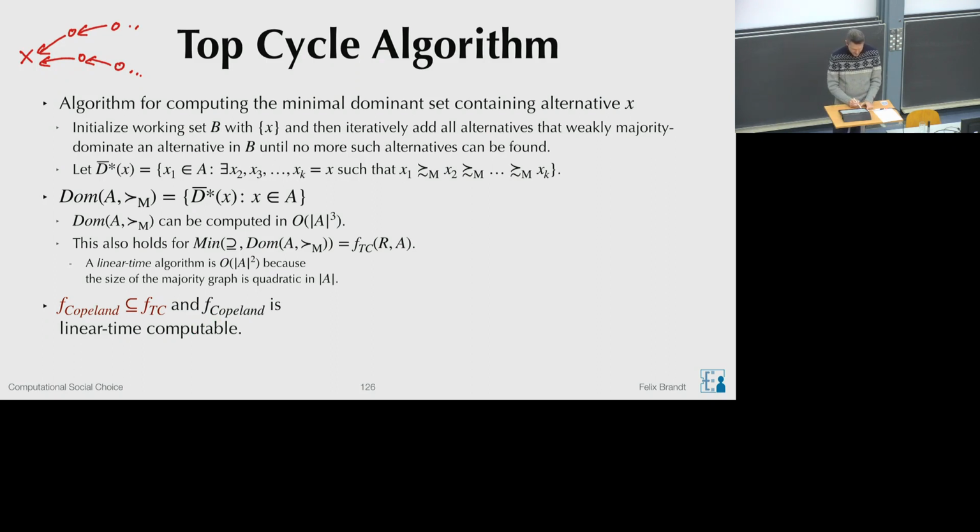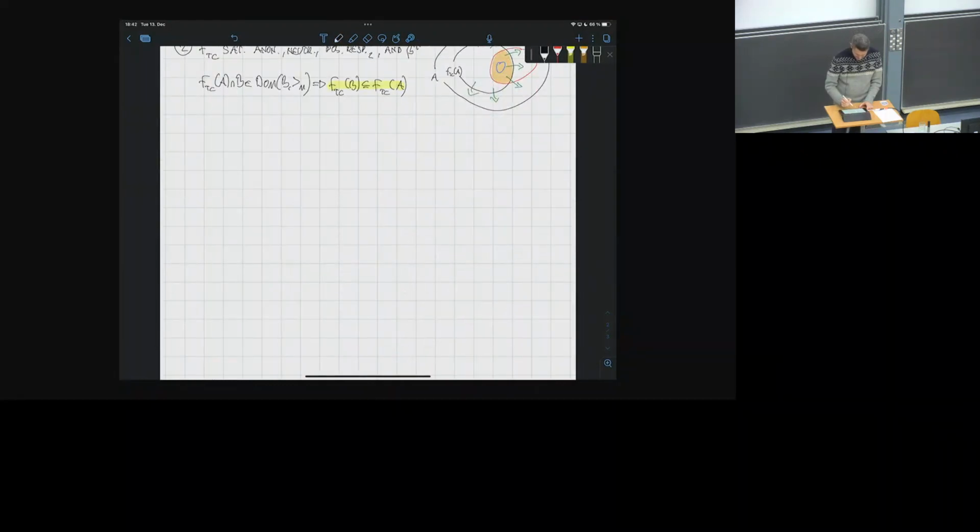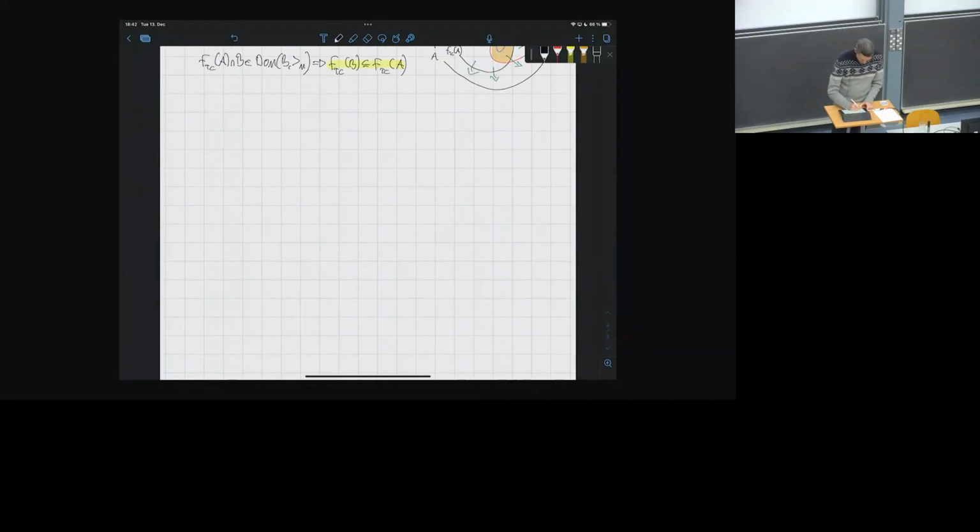So the only interesting thing that needs to be shown now is that the set of Copeland winners is contained in the top cycle. And that is something, even though there's only a few minutes left, that is a very simple argument that only needs one graph. That is what I'm going to show you. So F Copeland is a refinement of F top cycle.